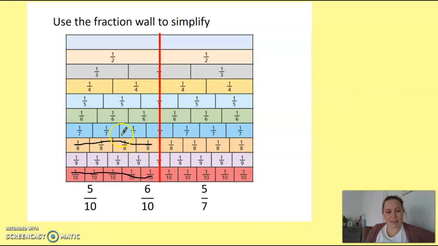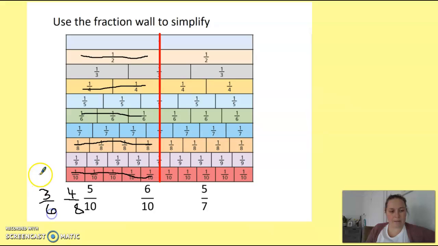It's the same as 4/8. Doesn't work for the sevens. It's the same as 3/6. It's the same as 2/4. And it's the same as 1/2. Okay, so all of those are equivalent fractions. So 5/10, 4/8, 3/6, 2/4, and 1/2. All of these are equivalent.